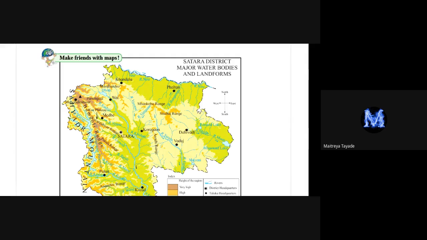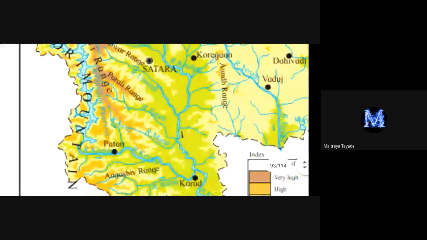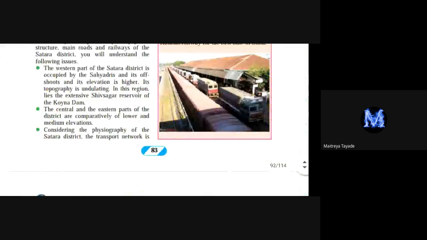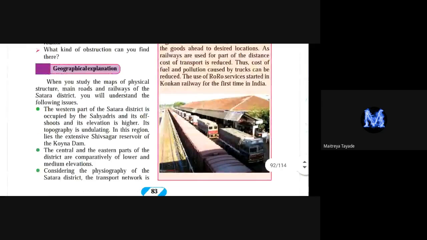Bamnoli range is part of the Sayadri mountains, in the western part of the Satara district. Here to the west is the Sayadri mountain. I hope you are able to see it. Its topography is undulating. As there is elevation, there are mountains and hilly regions.